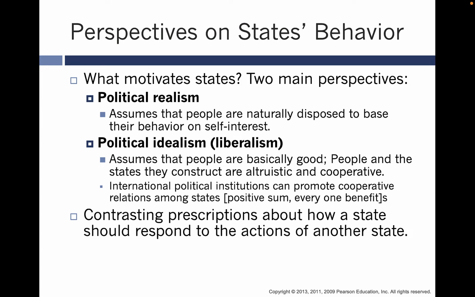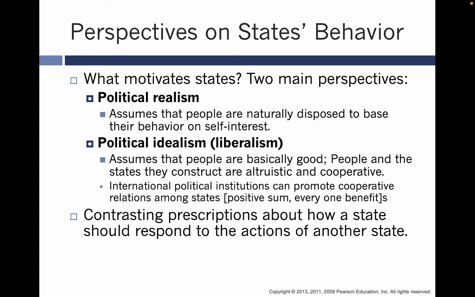Okay, political realism is a theory out of international relations that assumes that people are naturally disposed to base their behavior on self-interest. Idealism believes that people are basically good, kind of that Jean-Jacques Rousseau focus on the state of nature, and that people and the states they construct are altruistic and cooperative. I think that is a little bit ideal, right? I don't know if you could totally trust every country to act for the collective good.